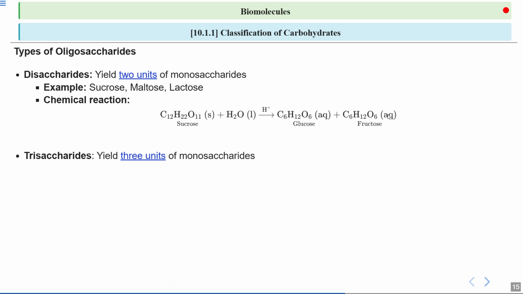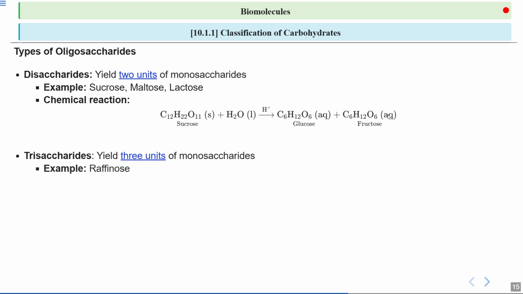Next, we talk about trisaccharides. As I told you, trisaccharides are oligosaccharides that yield three monosaccharide units upon hydrolysis. This means when you break them down, you get three simple sugars.